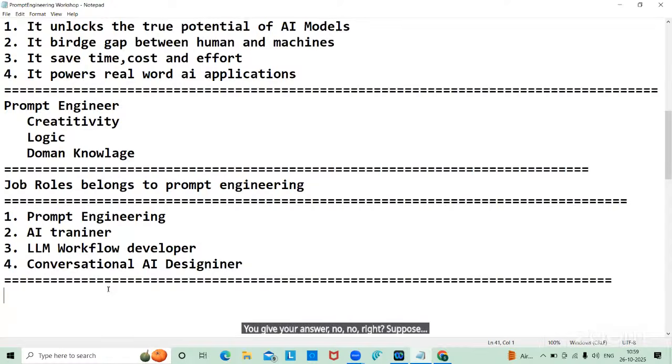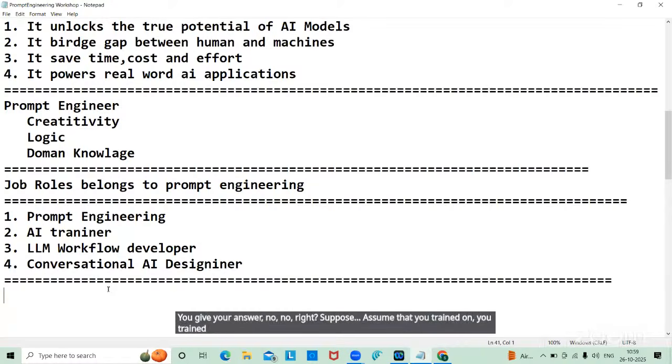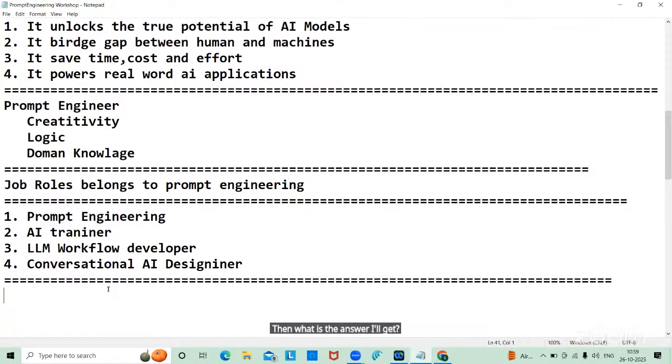Suppose you were trained on who is the Prime Minister of India, say in 2005 or 2006. Then the answer I'll get is the Prime Minister at that time. But will I get the Prime Minister of now? Yes or no? No. So you should not say that AI can answer anything. Can AI answer anything?